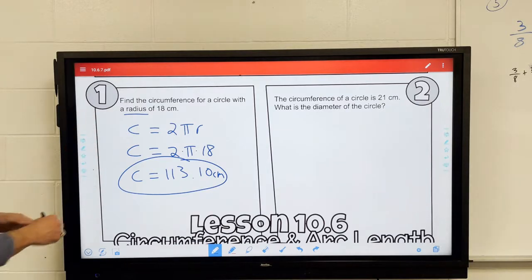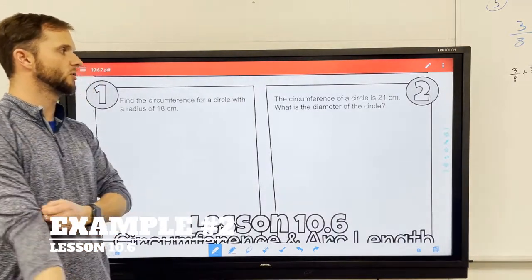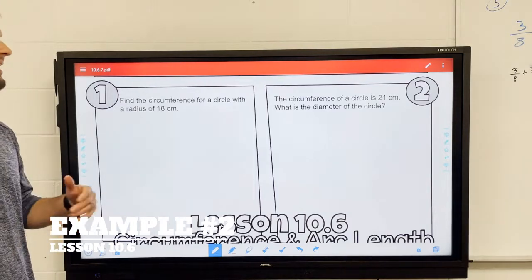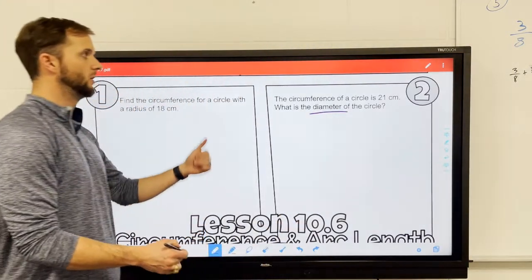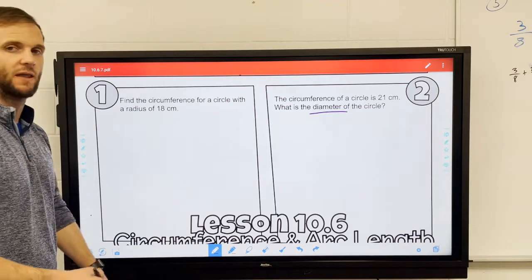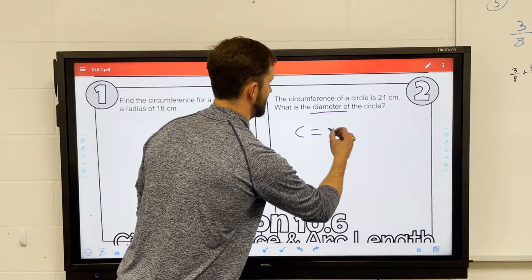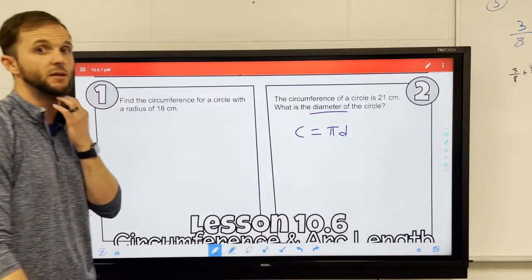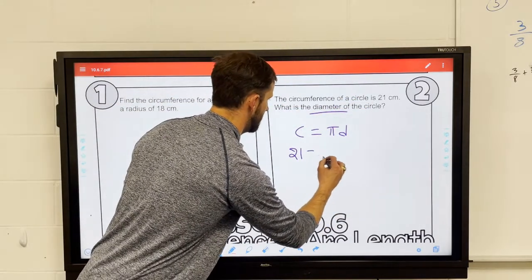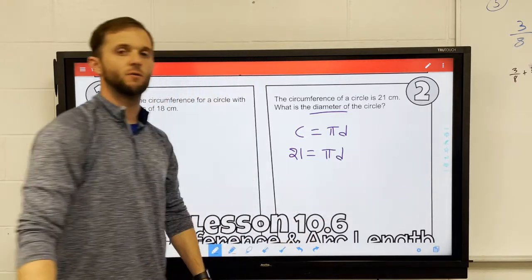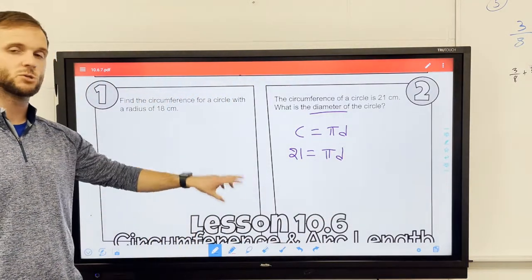Let's jump over to example number 2. It says the circumference of a circle is 21 centimeters. What is the diameter? So I need to find the diameter. If I look up top at my formulas, the one that uses the diameter is just pi times diameter. They gave me my circumference, which is 21, and now I just need to solve for my diameter. So I know I'm multiplying pi times diameter to get 21.